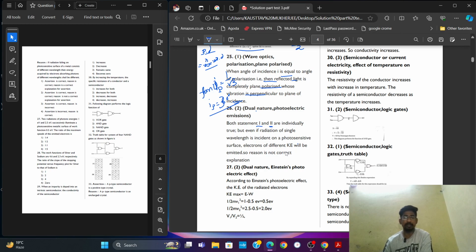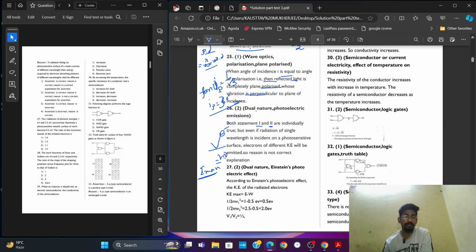If a ray comes to a metallic surface, there will be emission of electrons, but they will not have different energy. They will have the same energy, that is equal to Emax, right?